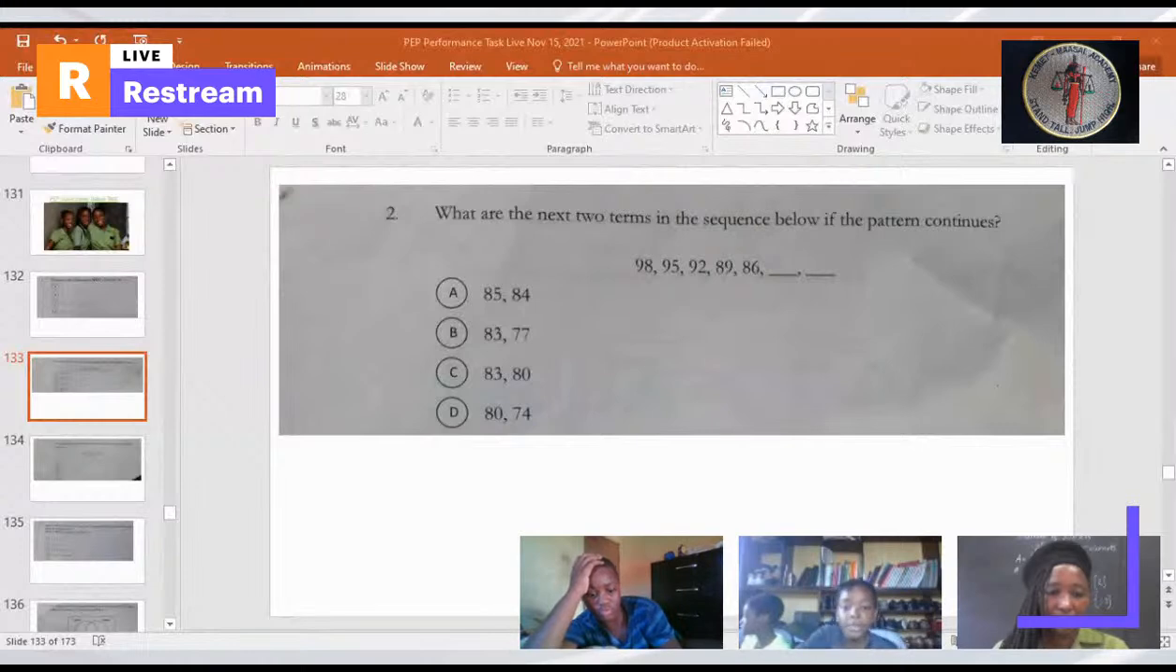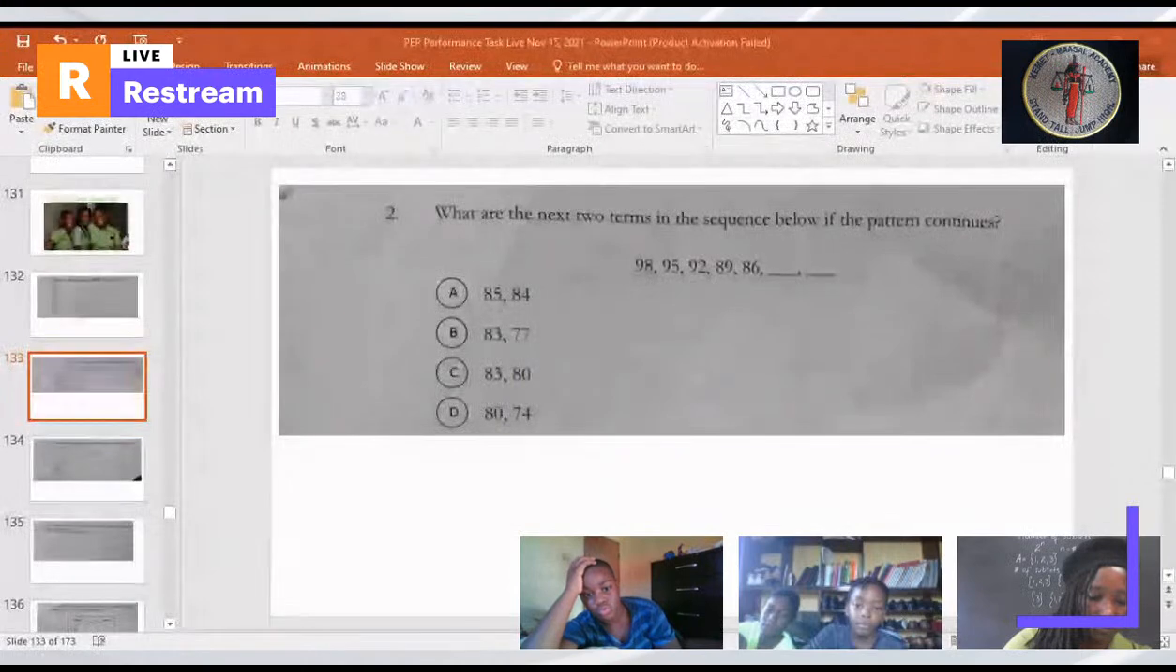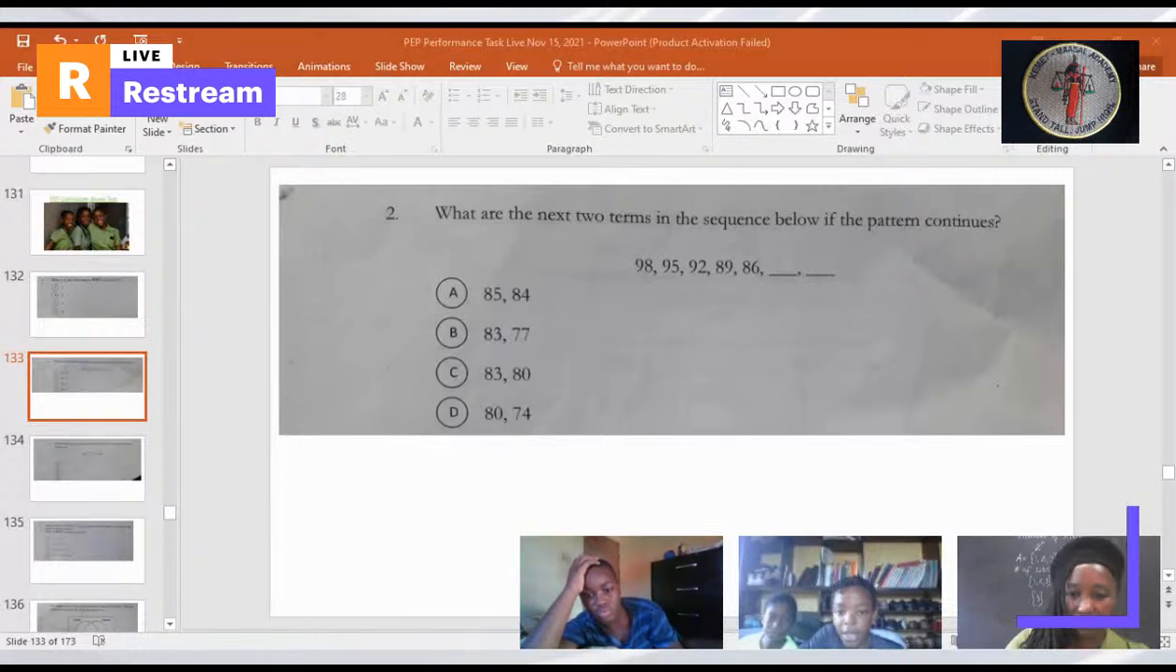Okay, Miss. What are the next two terms in the sequence below if the pattern continues? A. 85 and 80.